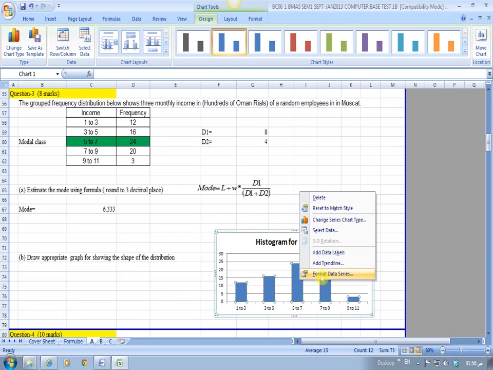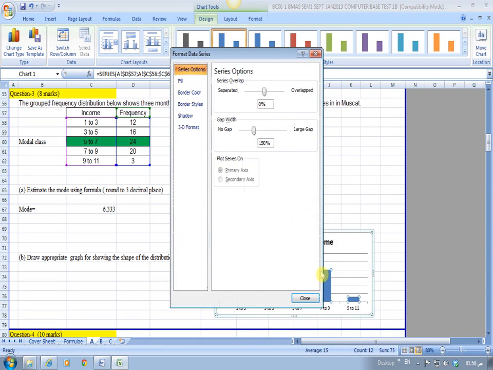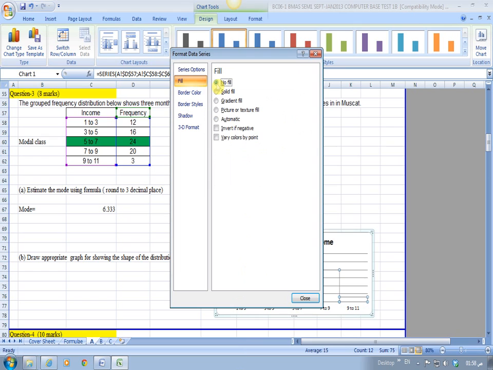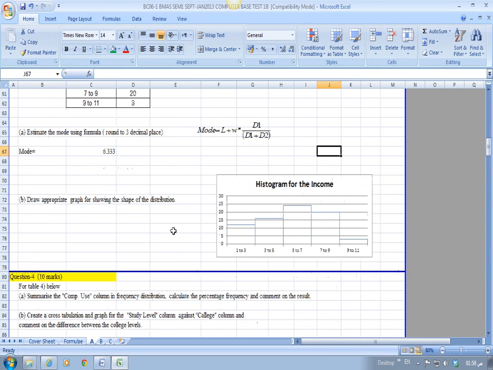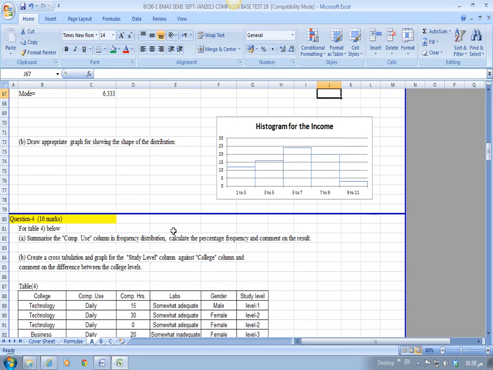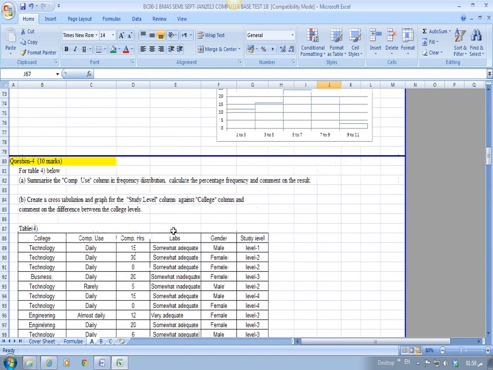Just right click it and then Format Data Series, and up here you see this gap. Make the gap 0. And again here, if you want to make the fill, make it no fill, and make sure that you make solid borders, because without borders you will not see the graph. So click OK, and then this is the graph, and that is the answer for the question, which is number B, topic number 2. Sorry.